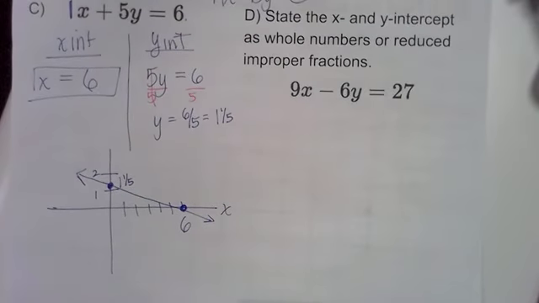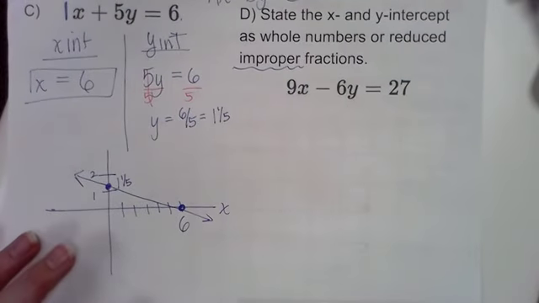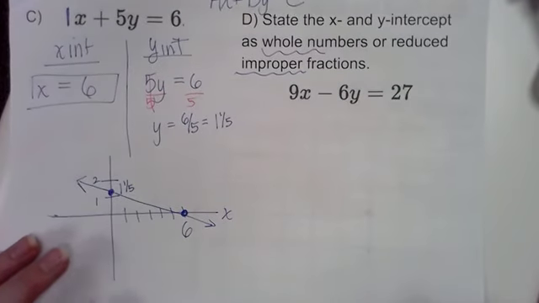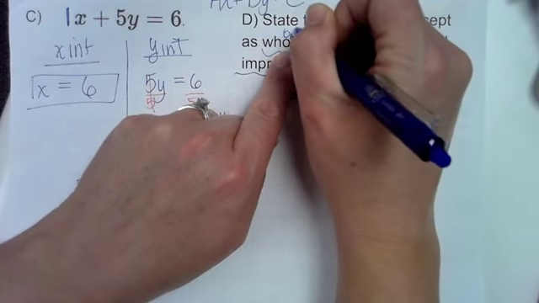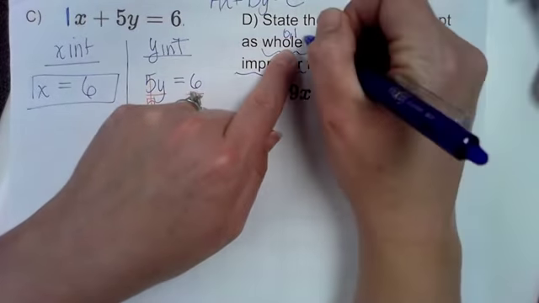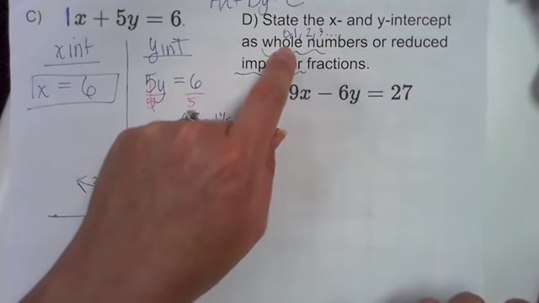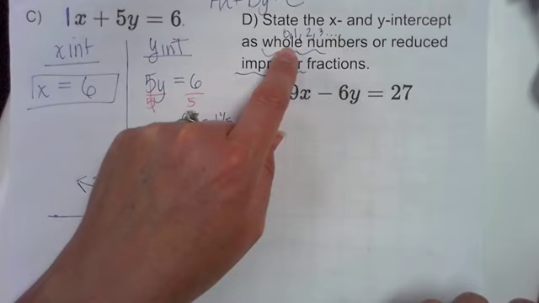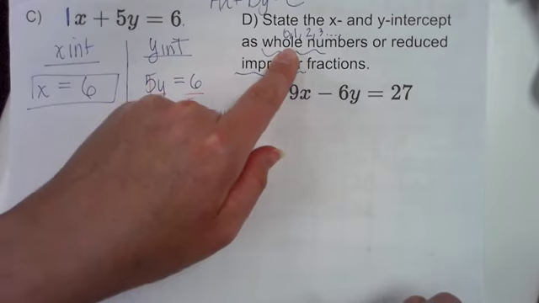All right. State the x and y intercept as whole numbers or reduced improper fractions. I wanted to do this one just because of the language. Whole numbers. What are whole numbers? Like 9 or 7. So whole numbers. In this word, do you see the 0 and the 1? 0, 1, 2, 3, on and on and on. The whole numbers include the 0. Do you see it right there? The 0 and the 1? I don't see the 2 though. No. You've got to make an assumption somewhere. Okay. So whole numbers are fine.